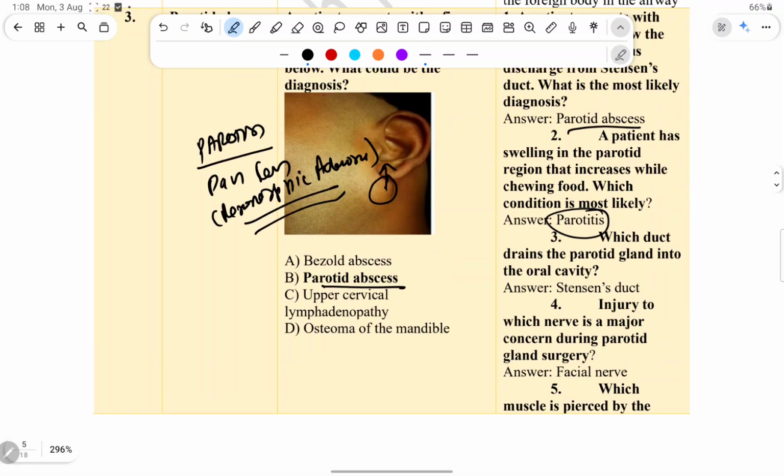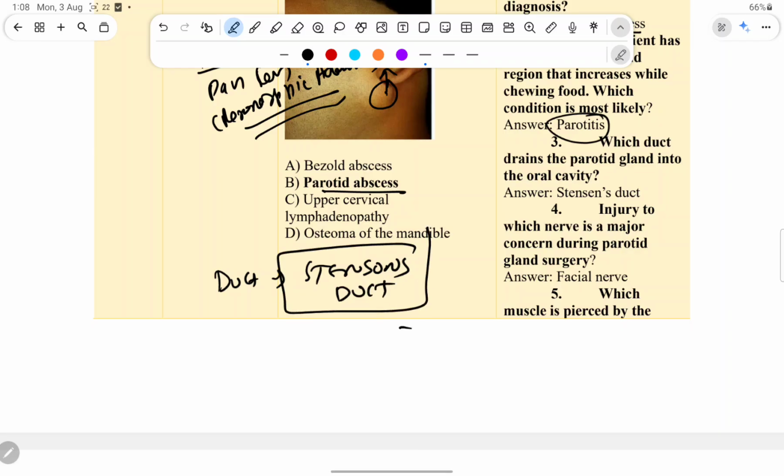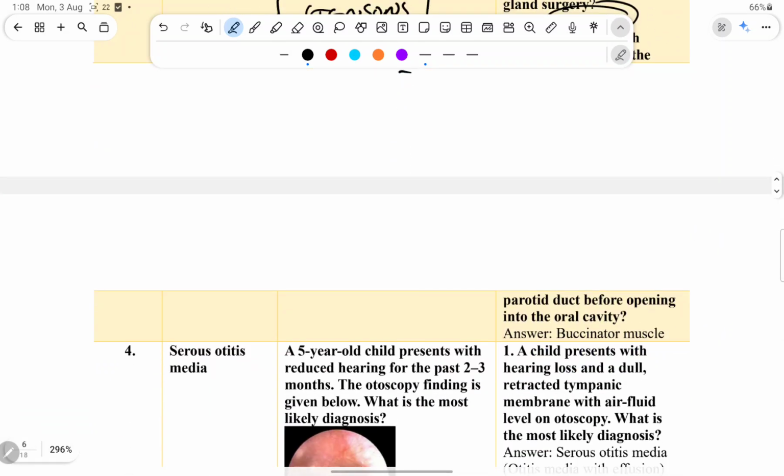Which duct drains the parotid gland? Not Wharton's duct; Stensen's duct drains the parotid gland. Injury to which nerve is a major concern during parotid surgery? We have read it earlier: the facial nerve.